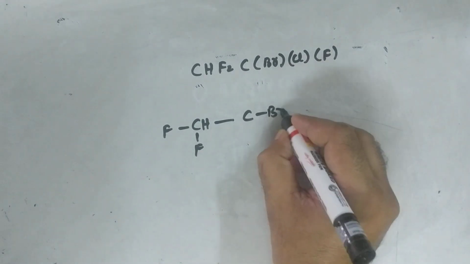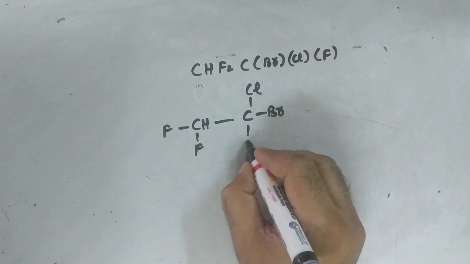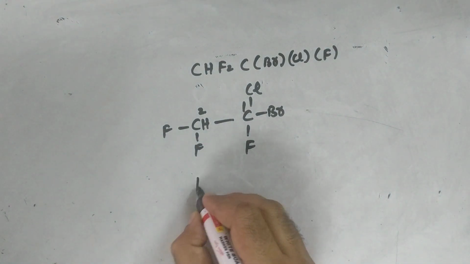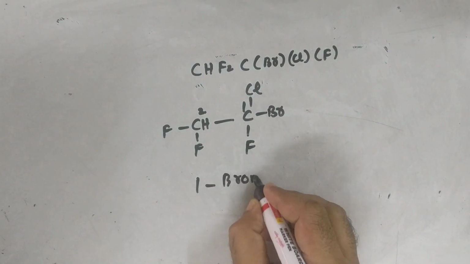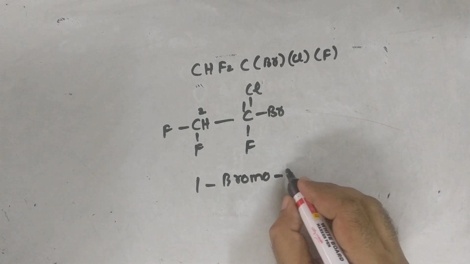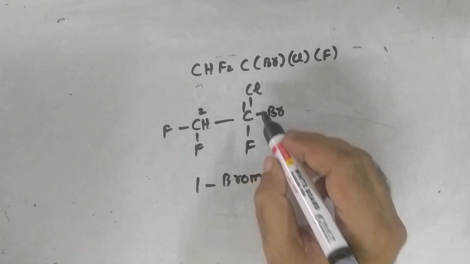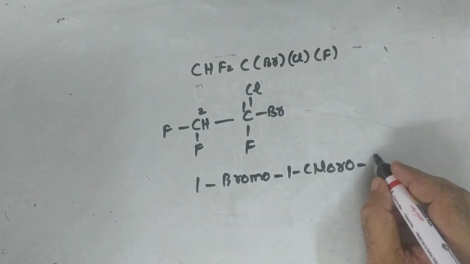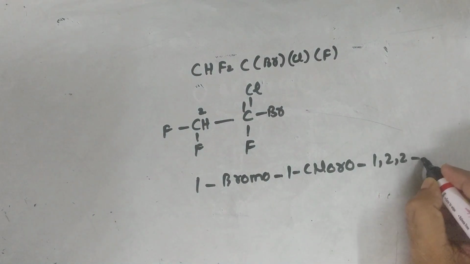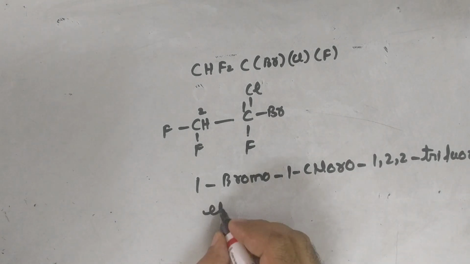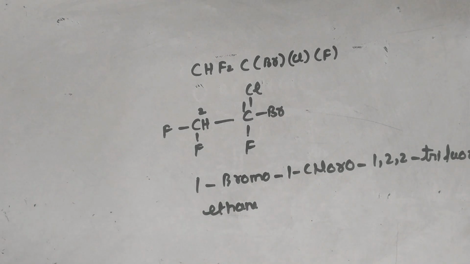Carbon, Br, Cl, F, fluoro. It's 1, 2. It will be called as 1-bromo. B for Bombay, B for boy. Then 1-chloro. And fluoro, 1 at one position, 2 at the second position. So 1, 2, 2. 3 fluorine atoms, so trifluoro. And 2 carbons in the long chain, so basically it's ethane. So it's called as 1-bromo, 1-chloro, 1,2,2-trifluoroethane.